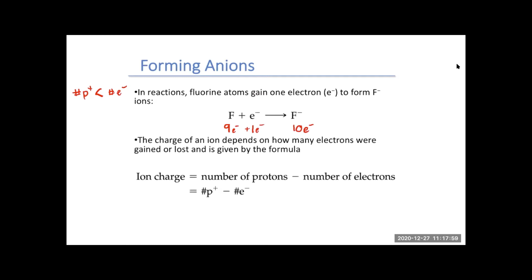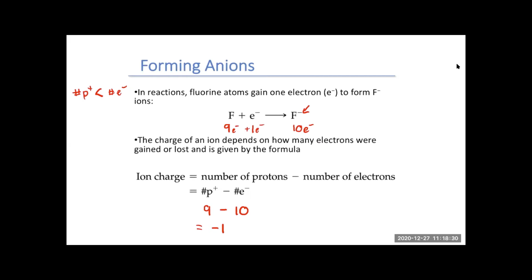We can figure out the charge the exact same way. Fluorine, since it's element 9, has 9 protons. If I add 1 electron to it, now I have 10 electrons around it. So the ion charge is going to be a -1. And look, we wrote a -1 right there. All of our nonmetals can form anions in this exact same way.